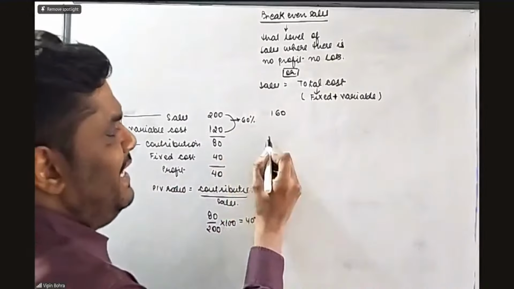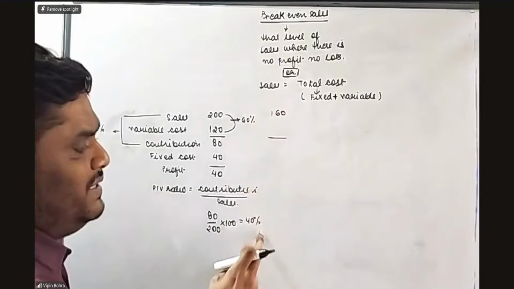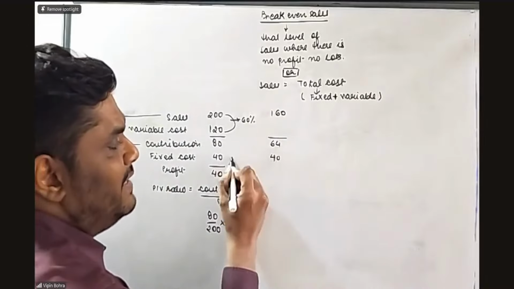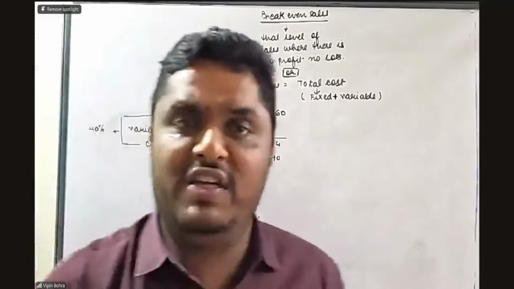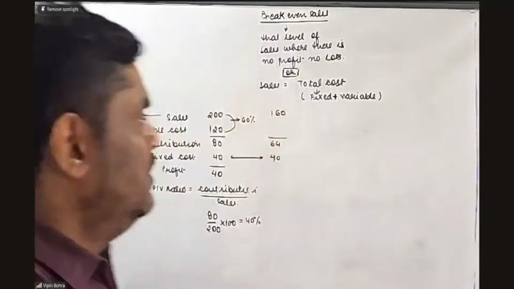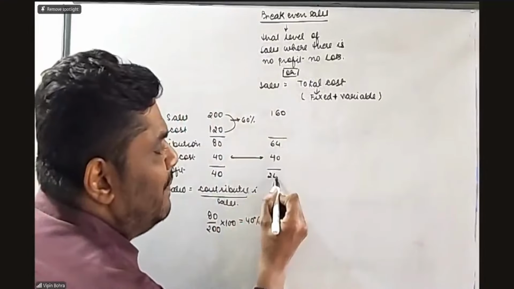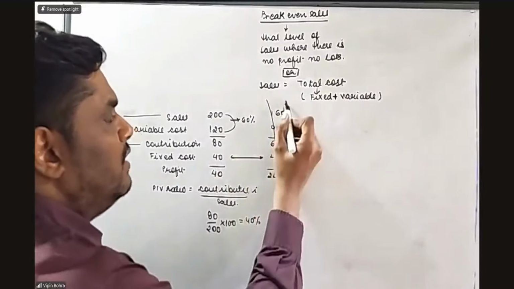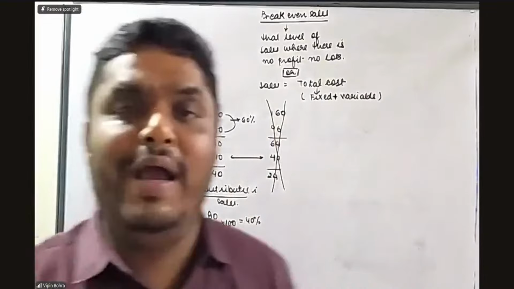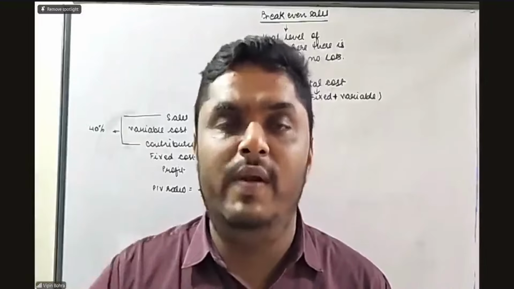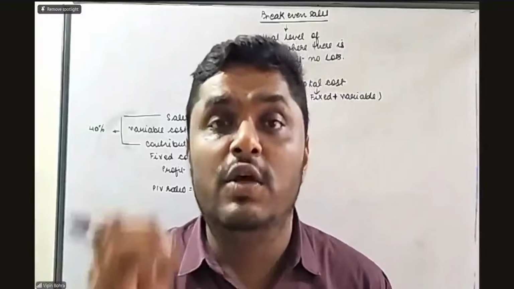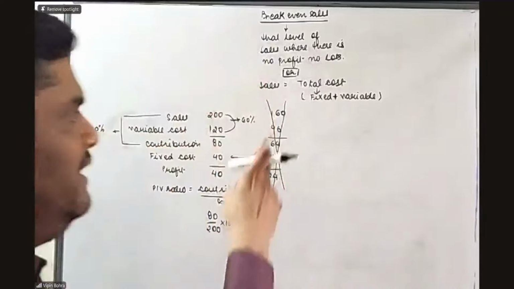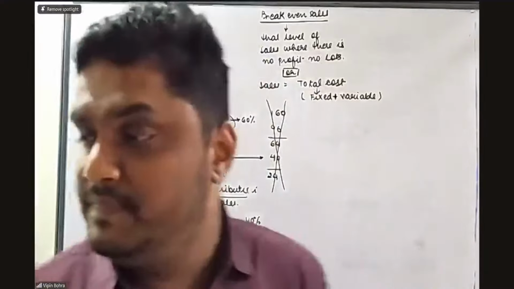So if 160 is the sales, my contribution will be 160 into 40%, that is 64. My fixed cost will remain the same, as I discussed, that irrespective of production, fixed cost will always remain constant. So my fixed cost will be 40. So here my profit will be 24. So this will be 96. So this is not the break-even sales. So the answer you posted, 160, is incorrect. What the correct answer is, that is secondary. But first, you should understand that if I'm posting any answer, why it is incorrect. I hope this part is clear that 160 is incorrect.